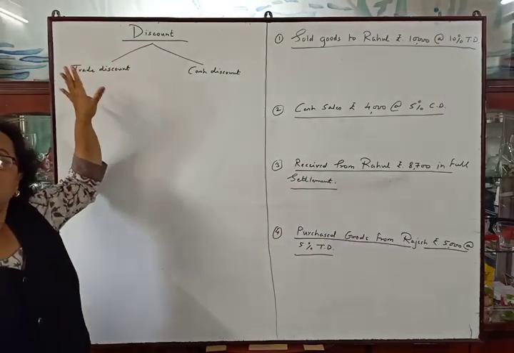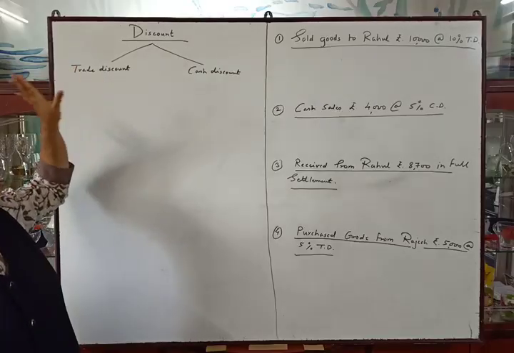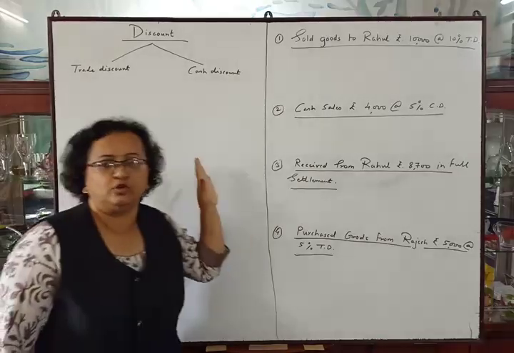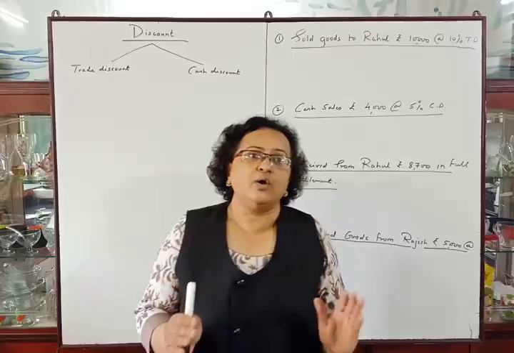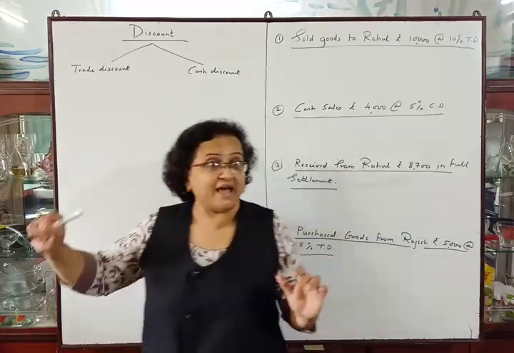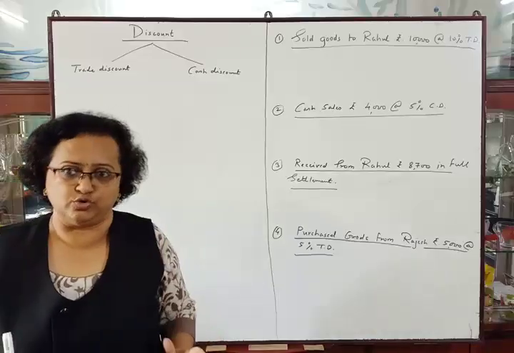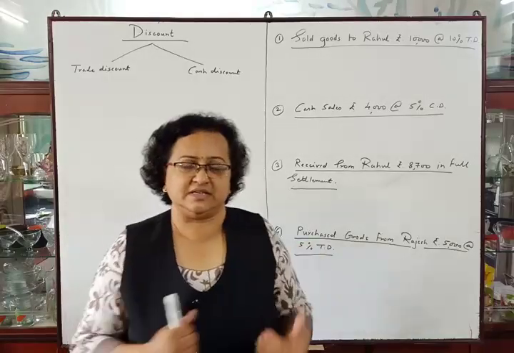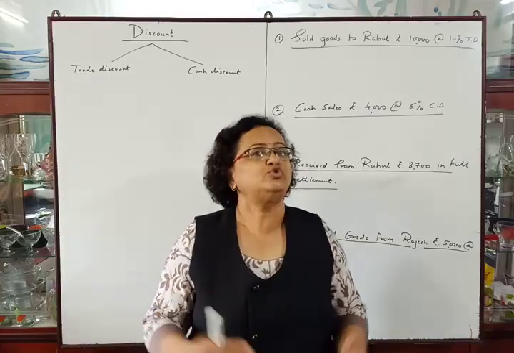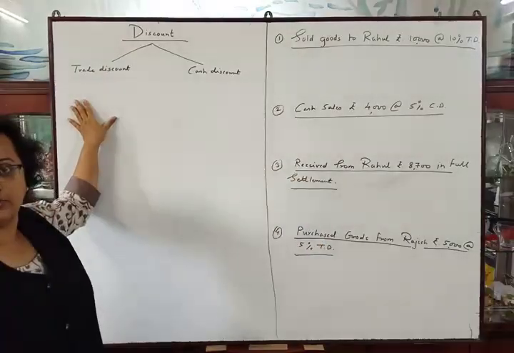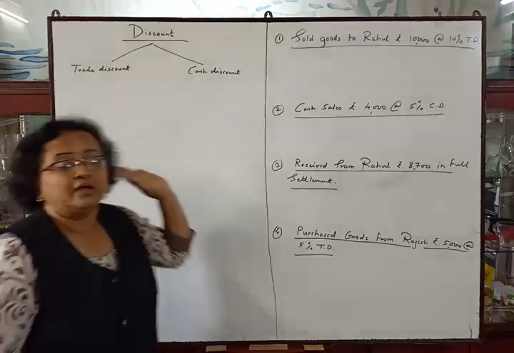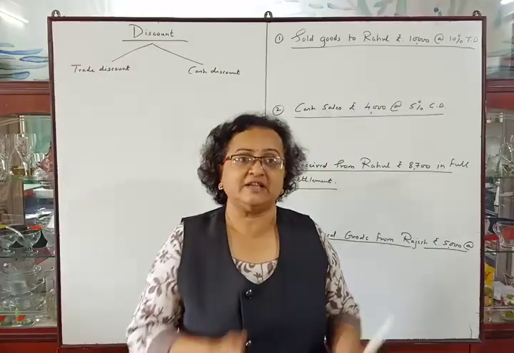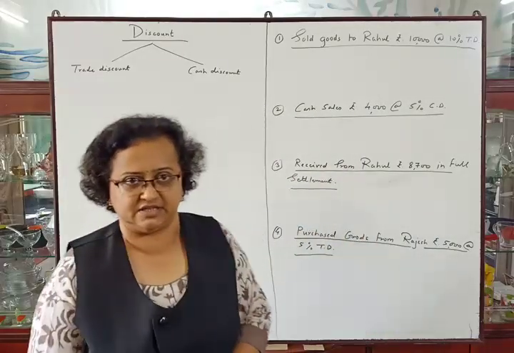Trade discount is allowed by the wholesaler or the manufacturer to the retailer on the list price of the goods. So it is fixed on the listed price of goods, that is catalog price of goods. It is normally allowed to the customers for large purchases, that is if the customer purchases the goods in large quantities, this discount is allowed. This discount, that is trade discount, is allowed on cash transactions as well as credit transactions.